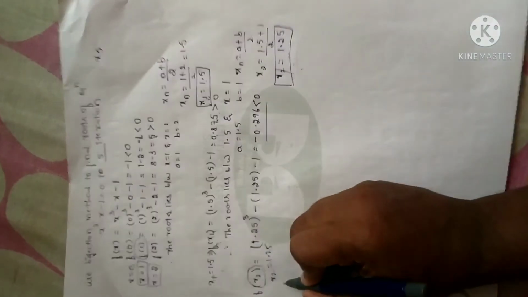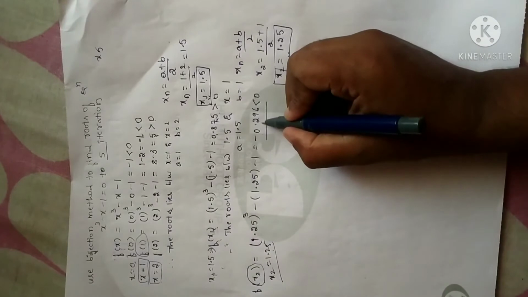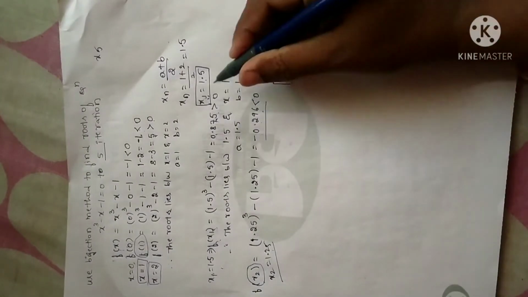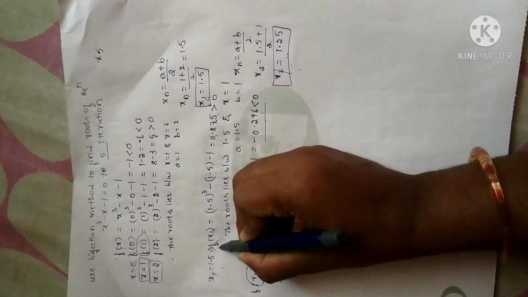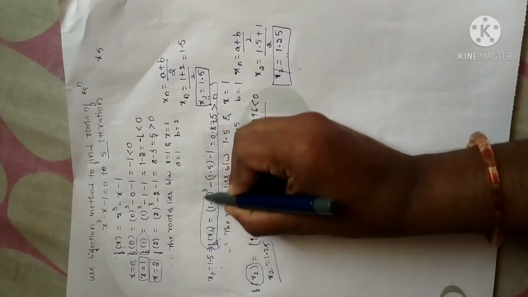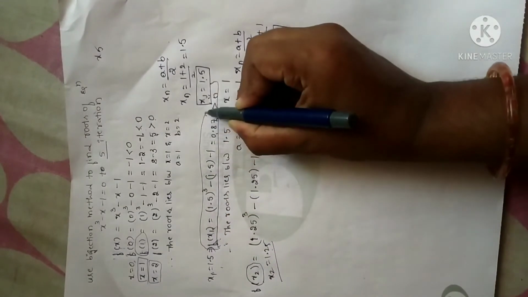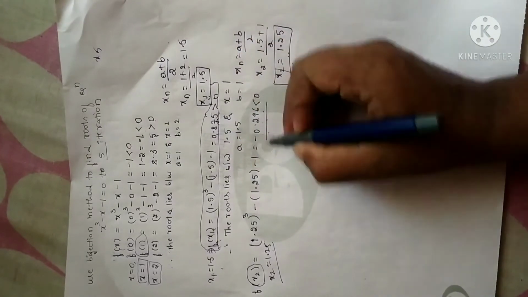Here I have written, when the value of x2 is 1.25, I have f of x2 value negative. Now look for the previous f of x value which is positive. Here I have f of x1 positive. See here, f of x1 value is 0.875. It is a positive value. It is negative.